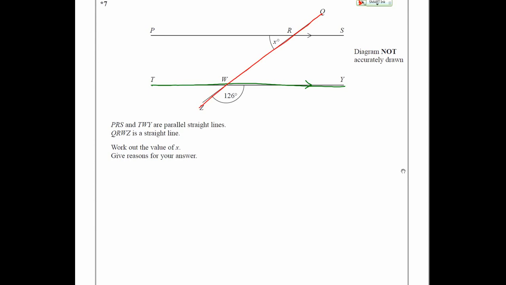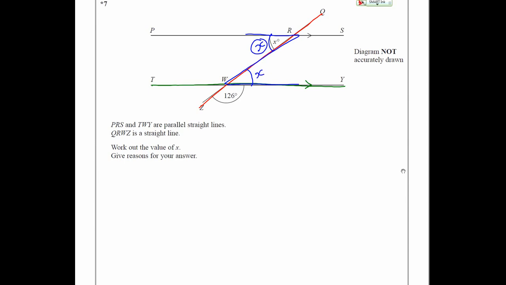Work out the value of x. So the value of x is this angle that we want to find. Give reasons for your answer. Okay, can you see this Z shape? You need to look out for Z shapes in your exam, okay, for angles. It could be any way around. Can you see that this angle looks like this angle? That's because they're the same.